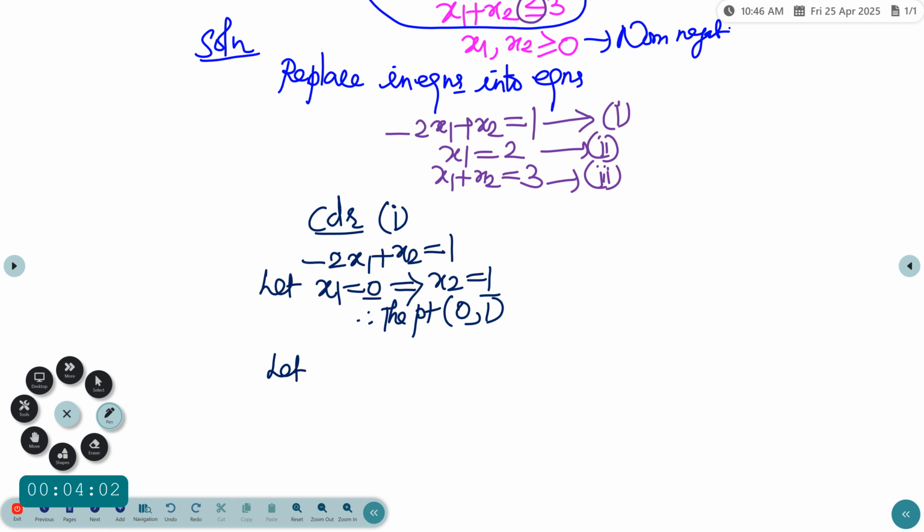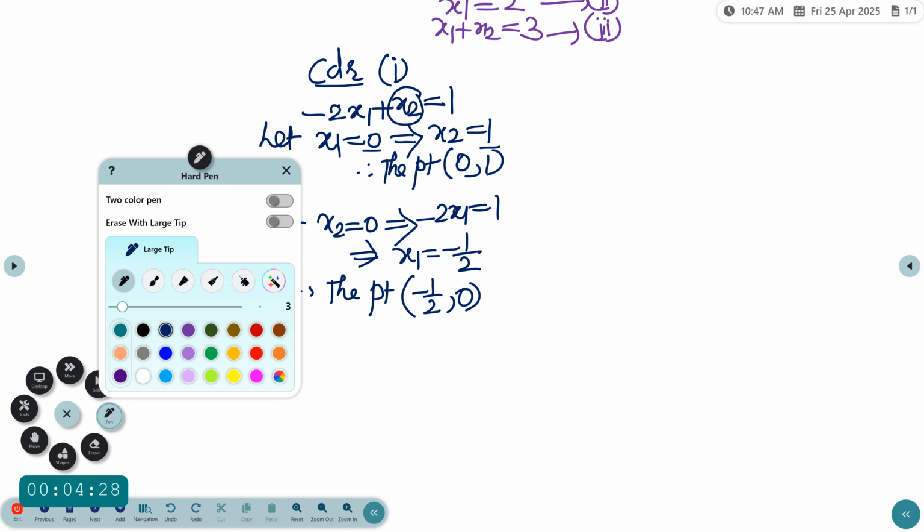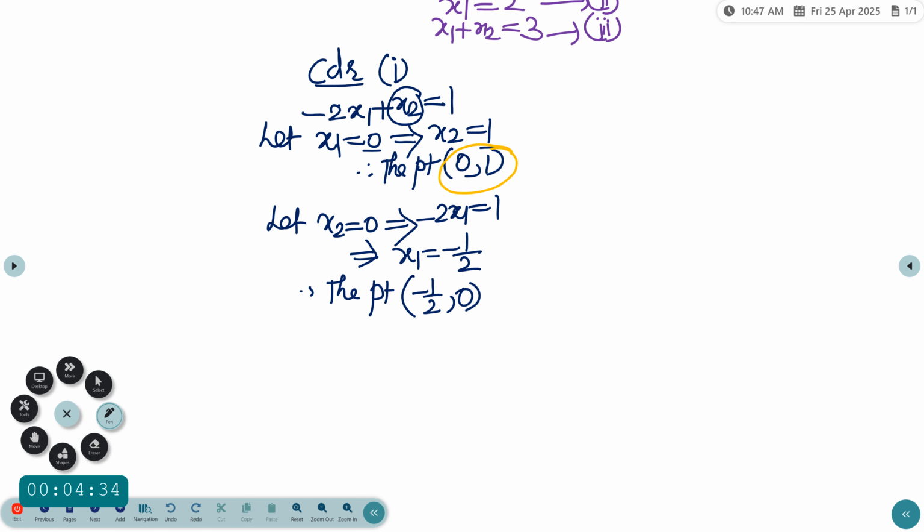Now let us consider x2 equal to 0. Then in this equation, what will be the remaining? Minus 2x1 equal to 1. From this relation x1 equal to minus 1 by 2. Therefore the point is x1 comma x2, x1 value minus 1 by 2 comma x2 value 0. So for this line we are getting 2 points. 0 comma 1 is one point and another one is minus 1 by 2 comma 0. So the first constraint is over, and then move on to the second constraint.